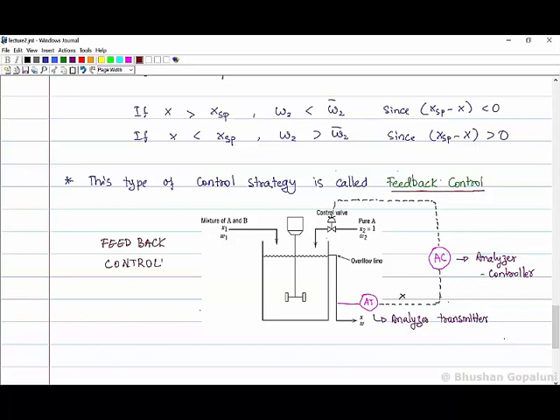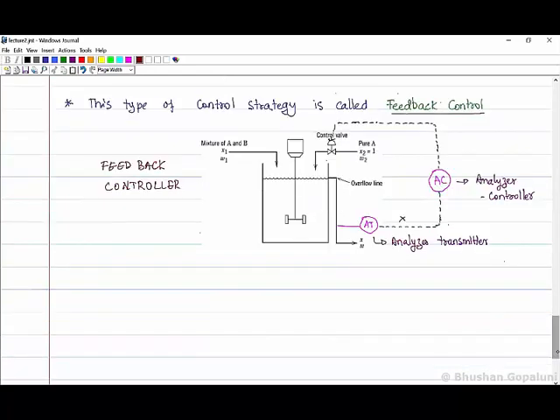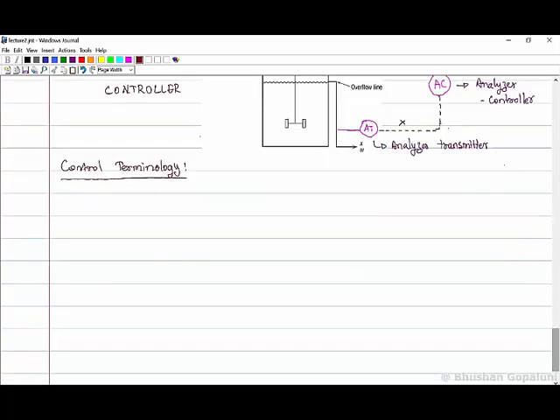Now before I wrap up this lecture, I want to introduce you to some control terminology. This is going to be very, very important in the rest of this course. Without knowing how to separate different types of variables in a process, you will really not be able to design controllers. So pay close attention to this and practice as many problems as you can in order to really get an understanding of what these variables are.